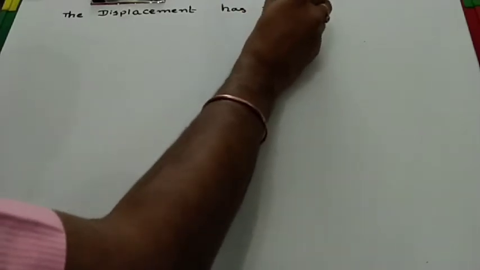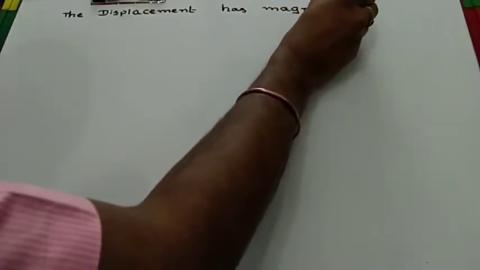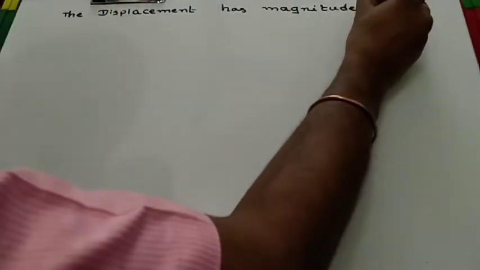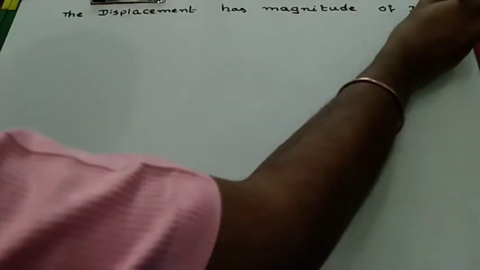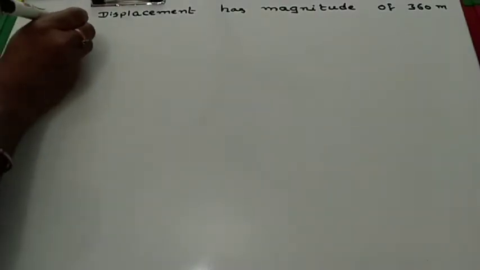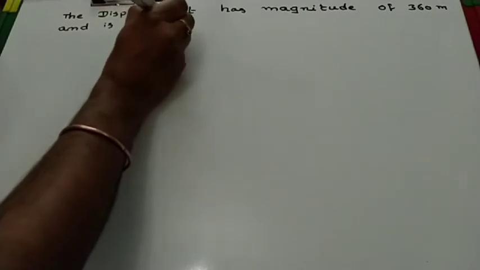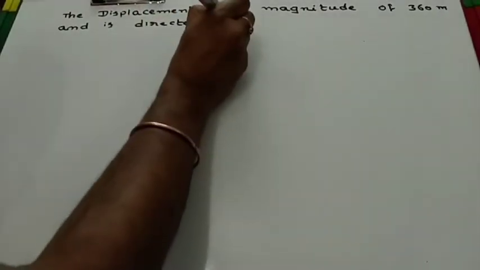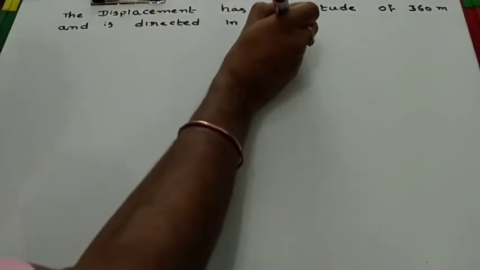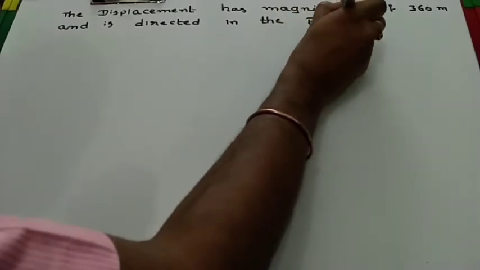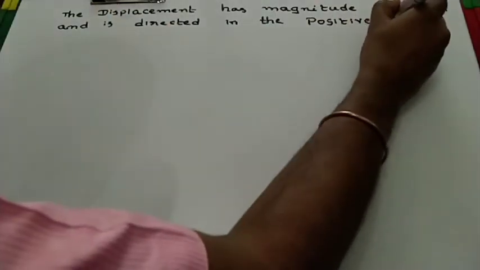Therefore, the displacement has a magnitude of 360 meters and is directed in the positive x direction.